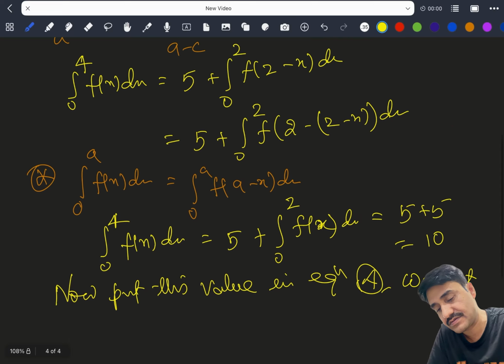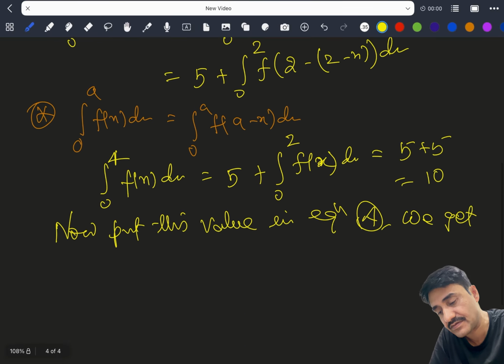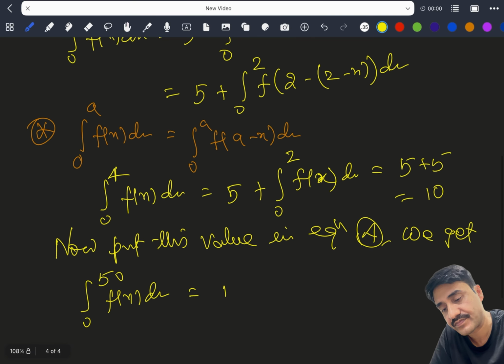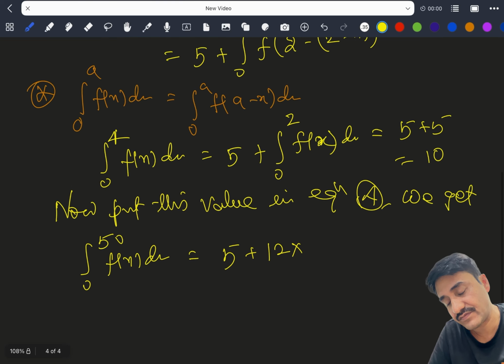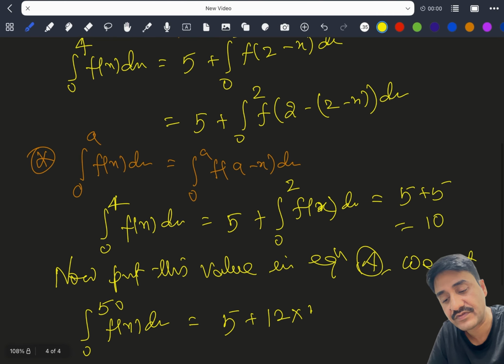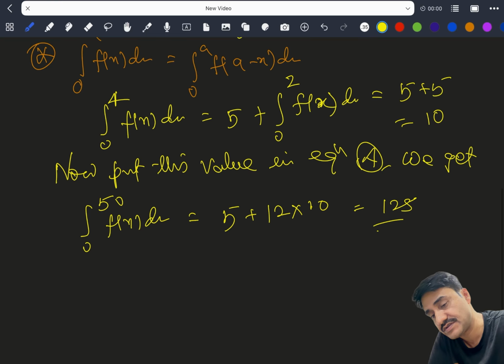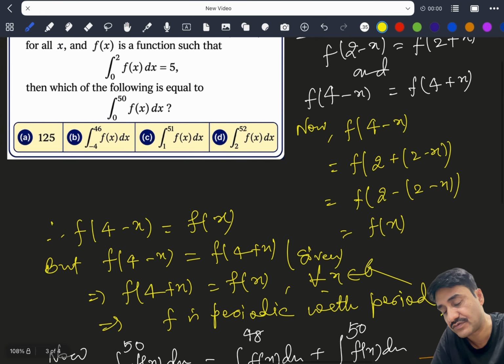This is integration 0 to 50 f(x) dx is equal to 5 plus 12 into 10, which is 125. So the first option is correct. In the given question, the first option is correct, 125 is correct. Next we will solve the option with limits minus 4 to 46.